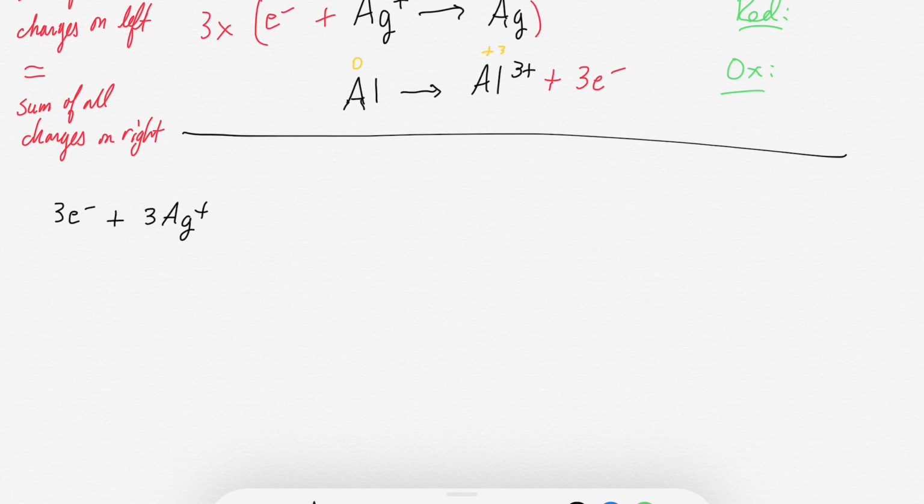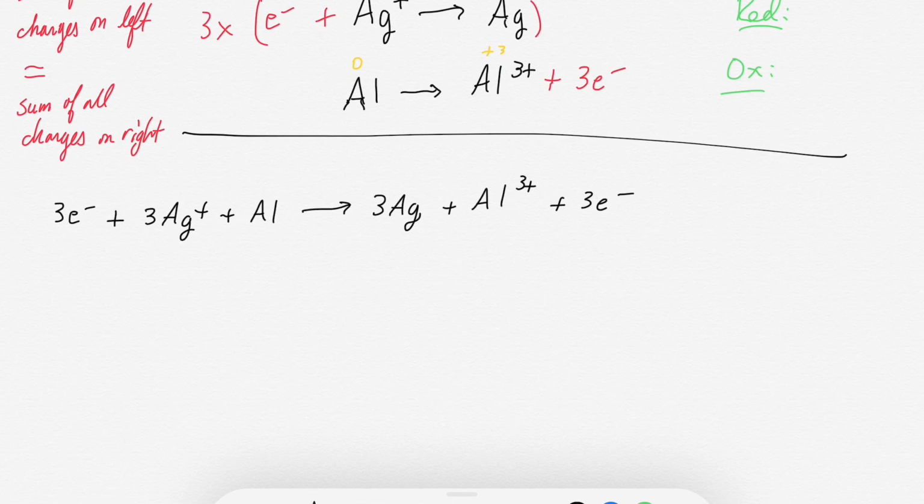Now I'm going to go down to my other half reaction because I have to add it in. We didn't do anything to it, so it's just 1 aluminum. I'm going to move back to my top reaction again. It looks like it's 1 silver, but remember we're multiplying everything by 3 there, so that's going to be 3 silver ions. And then moving back down to my bottom reaction, that would be just 1 aluminum ion. And then again, 3 electrons. So this is what it looks like if we've added everything together.